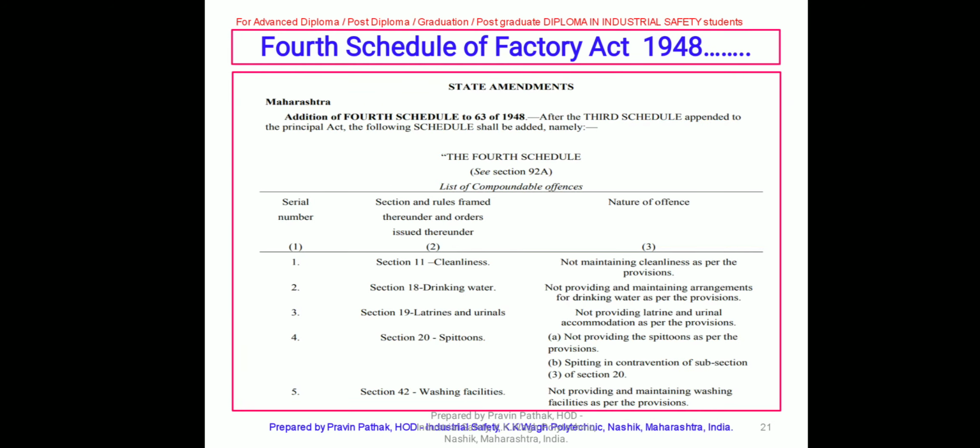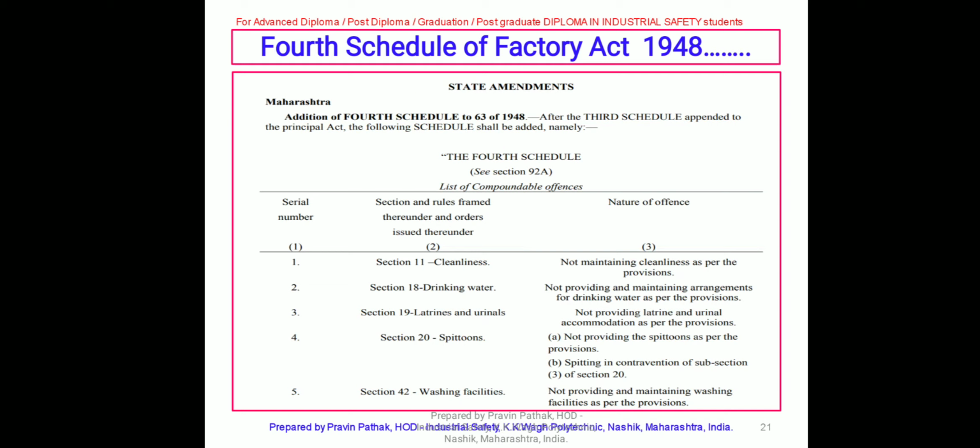So the fourth schedule exists from 2015, and it focuses on the compoundable offenses. The sections and rules are given under the Factory Act, and with respect to that particular section or rule, the offenses are given. So the fourth schedule focuses on the compoundable offenses.